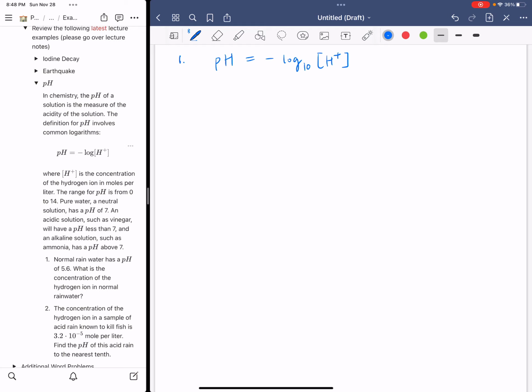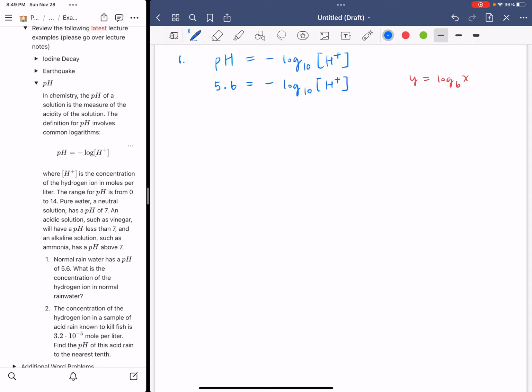All right, and now let's plug in the value 5.6 for pH. So you have 5.6 equals negative log base 10 of H+. And then I'm going to switch the negative sign, because I want to put it in this format: y equals log base b of x. And as you know, there are no negative signs right here. So if you do have a negative sign like here, you're going to put it on the left-hand side.